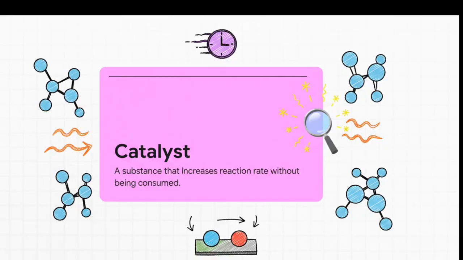But there's one more trick up their sleeve, the catalyst. A catalyst is like a chemical shortcut. It's a substance that you add that makes the reaction happen way faster, but it doesn't actually get used up itself. It just provides a helpful surface for everything to happen on.